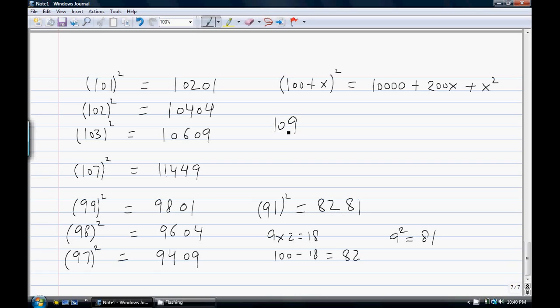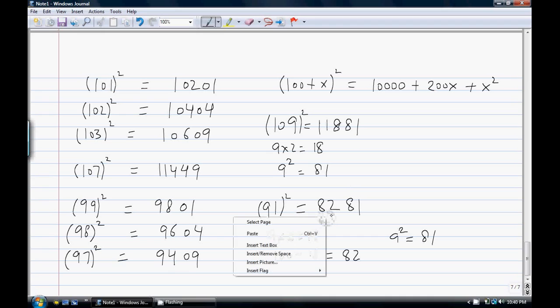Similarly for 109, 9 times 2 is equal to 18, so I will write 118, and then 9 square is equal to 81, so that will be 81. So you see that the last two digits are always the same, but in this case we are adding 18 to the 100, and here we are subtracting 18 from the 100. So that concludes this tutorial.